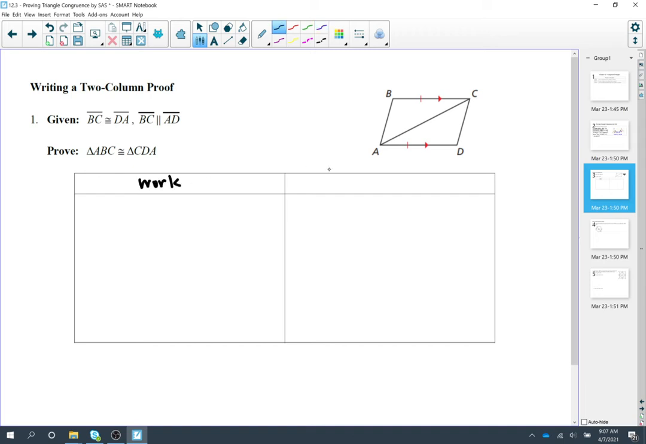I'm going to put my work. I'm going to put my reasons. And then remember, number 1, we are always going to start with the given, or at least part of the given. In this case, I'm going to put it all in there, and I'm going to say that BC is congruent to DA, and then I'm also going to say that we know that BC is parallel to AD. And if we forgot, that marking right there means parallel.